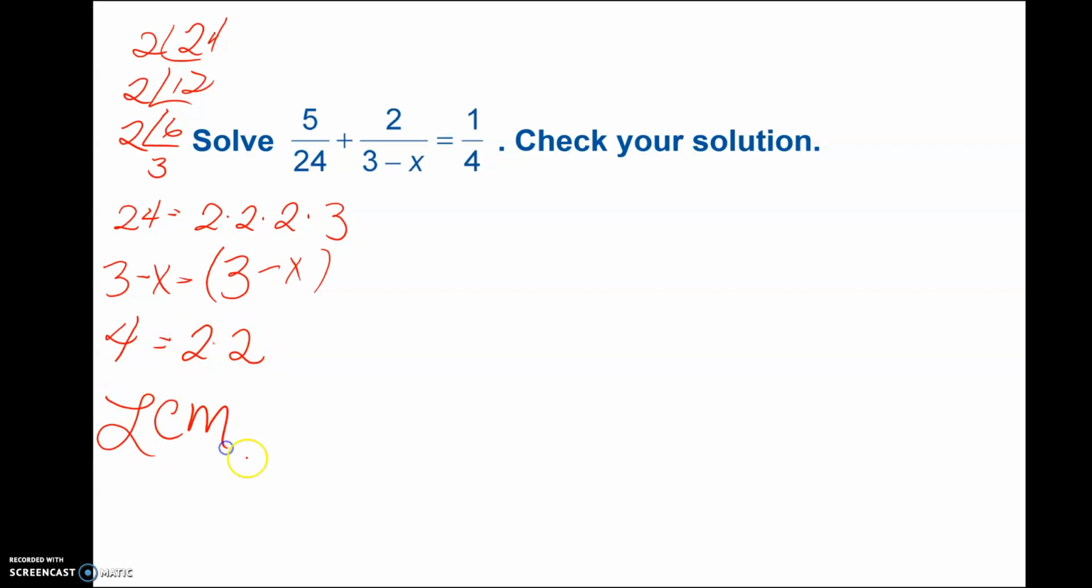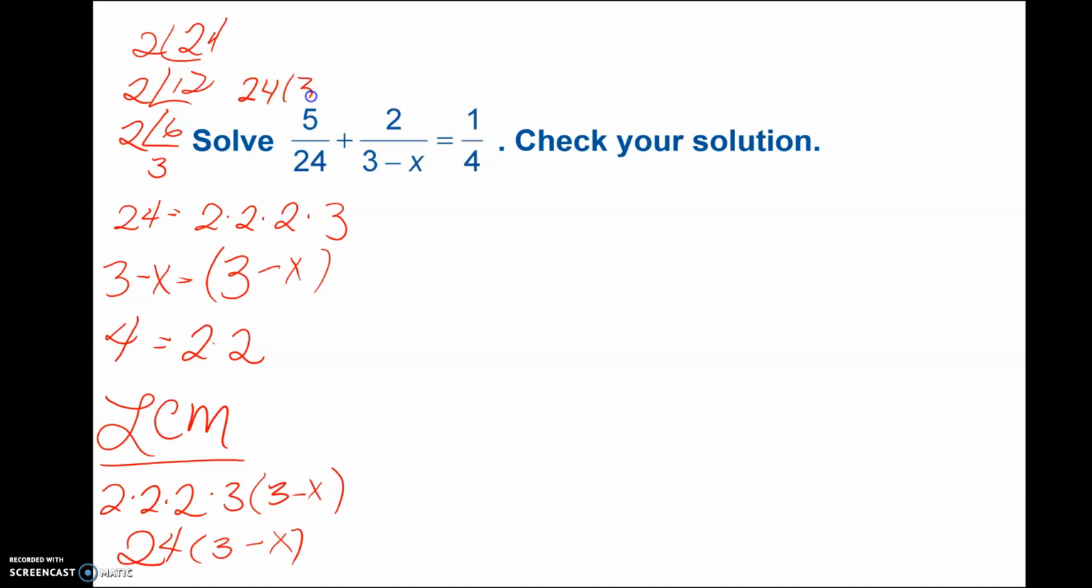So my LCM, I need at least 3 2's there. And this has 2 2's, so I have at least 2 2s, so that's good. I need a 3, and I also will need a 3 minus x. So I get 24 times 3 minus x. So I'll multiply everything by 24, 3 minus x. So this 24 will cancel, and I'll have 5 times 3 minus x.